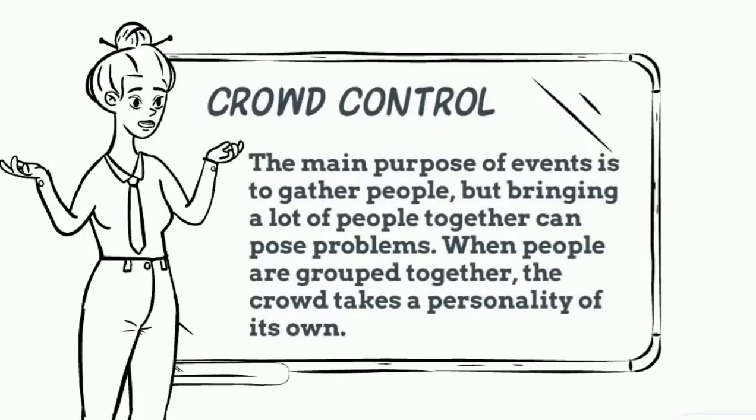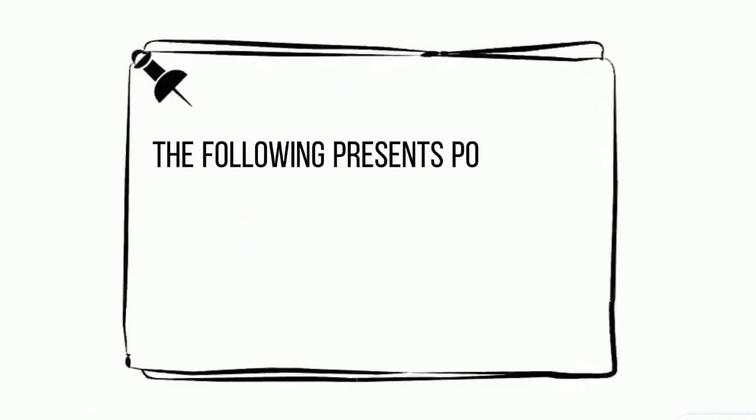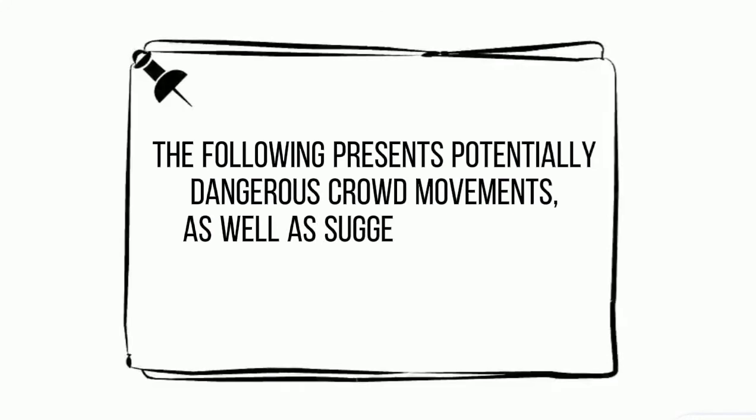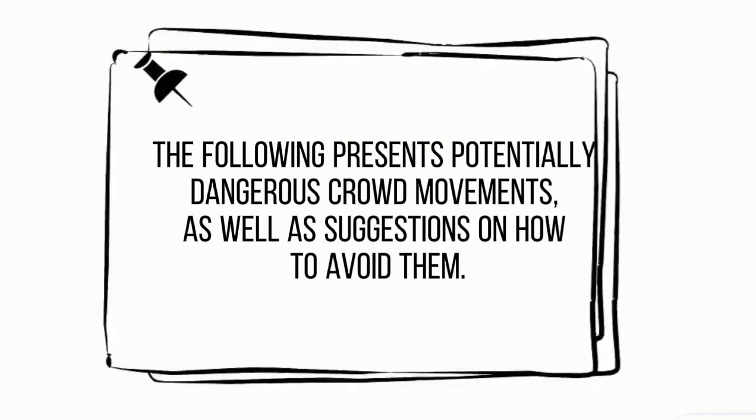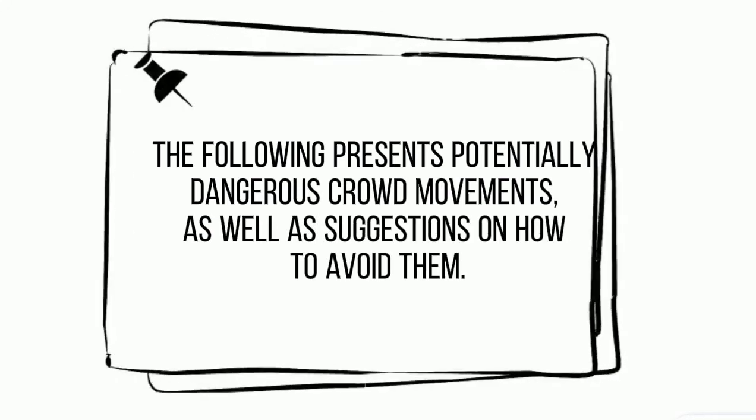Crowd control. The main purpose of events is to gather people, but bringing a lot of people together can pose problems. When people are grouped together, the crowd takes a personality of its own. Event planners must keep this in mind and prepare for crowd control. Avoid activities that can cause uncontrollable and unsafe crowd movement. The following presents potentially dangerous crowd movements as well as suggestions on how to avoid them.